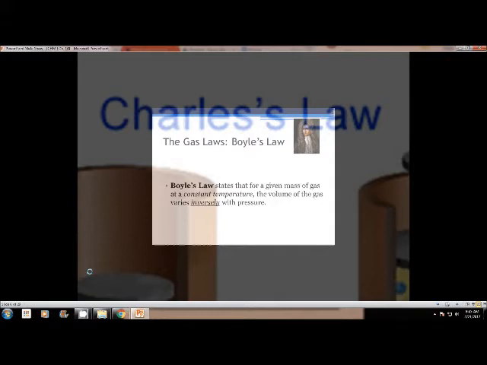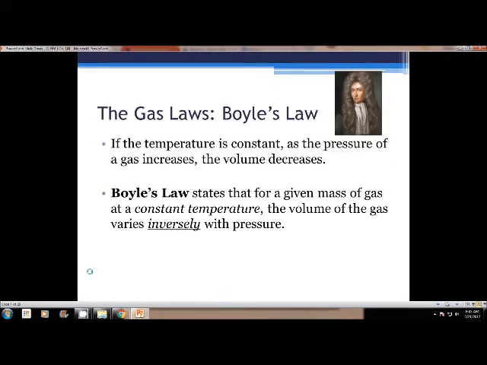Okay, so our first law that we're talking about today, and our only law we're talking about today, is called Boyle's law. It's named after that handsome gentleman up in the corner. If temperature is constant, as the pressure of a gas increases, the volume decreases. So Boyle's law states that for a given mass of a gas at a constant temperature, meaning temperature is not included, the volume of the gas varies inversely with the pressure.